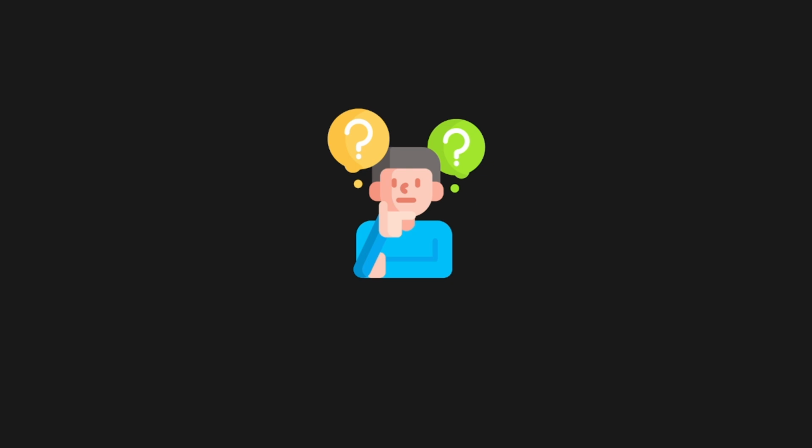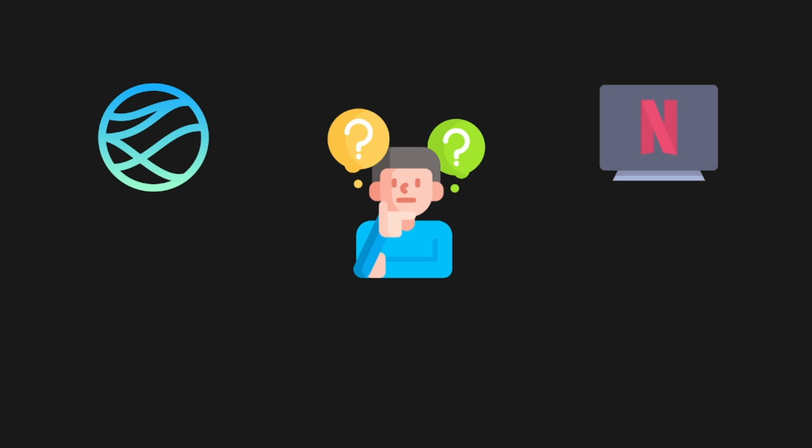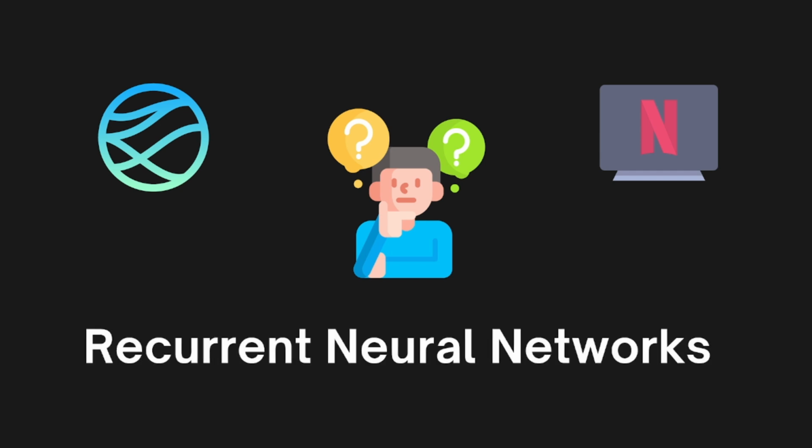Have you ever wondered how Siri predicts your next words while typing? Or how Netflix recommends what to watch next? The magic behind this is a powerful neural network called Recurrent Neural Networks, or RNNs. In this video, we'll break down what RNNs are, how they work, their equations, and the challenges they face, like vanishing and exploding gradients.